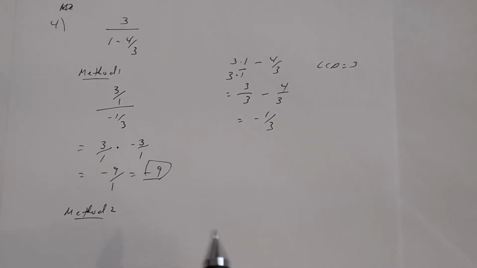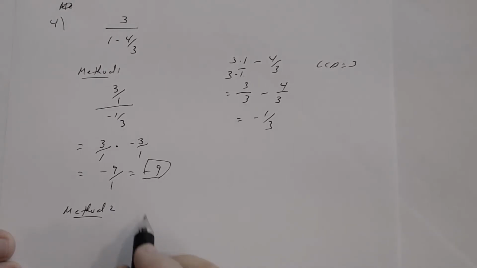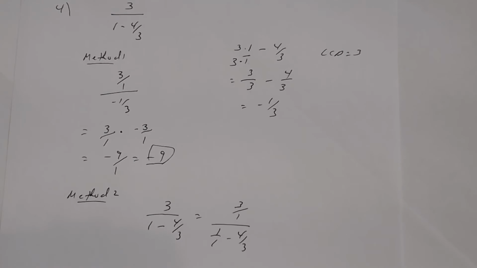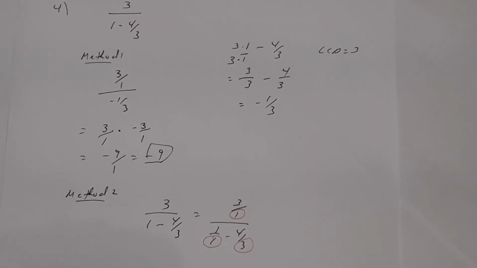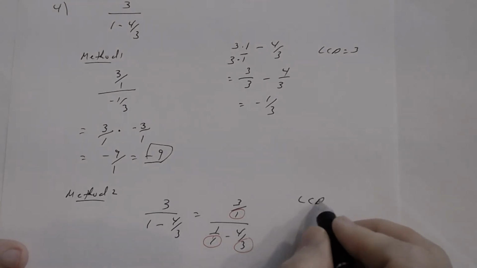So method 2, same problem. I'm going to write the same problem over: 3 divided by 1 minus 4/3. Now I'm going to rewrite 3 as 3 over 1, and then 1 over 1 minus 4/3. Okay? And so notice you have 3 fractions altogether, right? 1, 2, 3. I'm going to circle the denominators. Now, of those denominators that I circled, what's the LCD? So the LCD is 3.